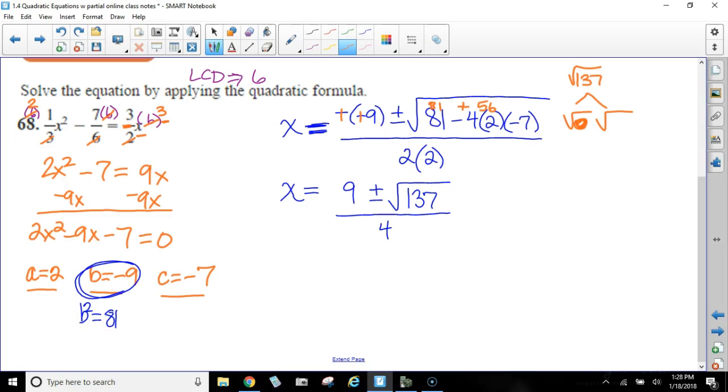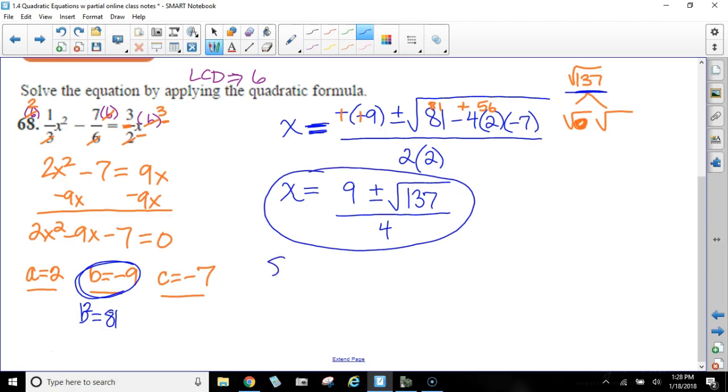So you take 137 divided by 4. Nope, that's a decimal. 137 divided by 9. Nope, that's a decimal. You try all those possible combinations. Nothing works, so the square root of 137 is as simplified as it gets. Here's your answer.